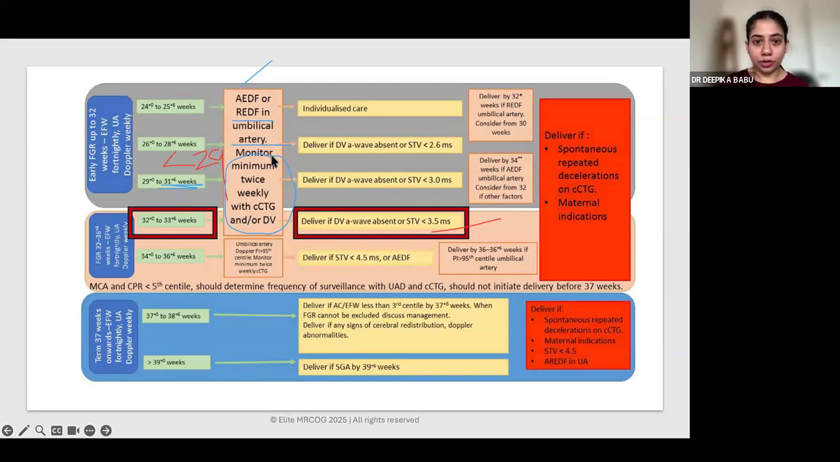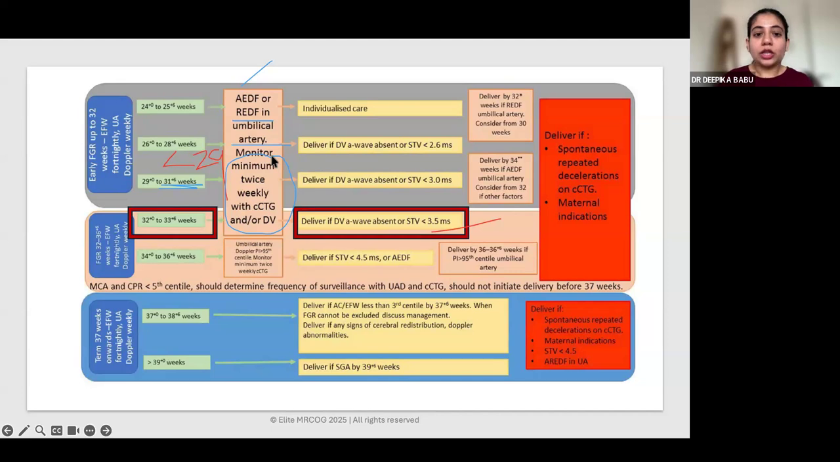So how should they be monitored? The moment you see an early onset FGR diagnosed in less than 32 weeks, and you have subjected them to the umbilical artery Doppler, and it is showing either absent or reversed flow, subject them to ductus venosus and computerized CTG. Involve the fetal medicine specialist. If everything is normal, call them back. Twice weekly computerized CTG and ductus venosus Doppler.